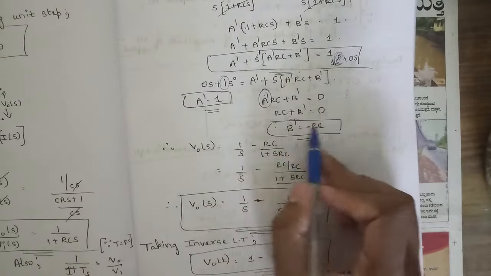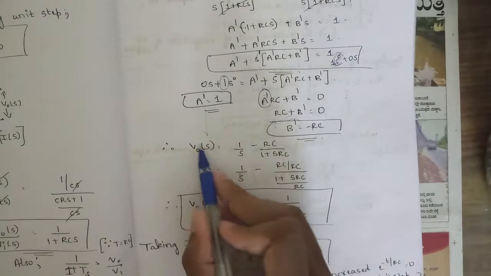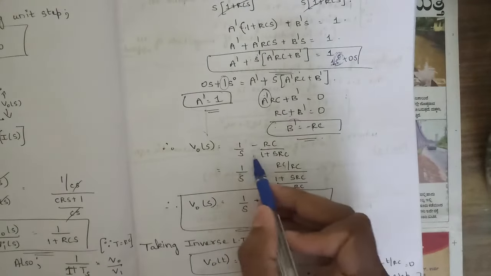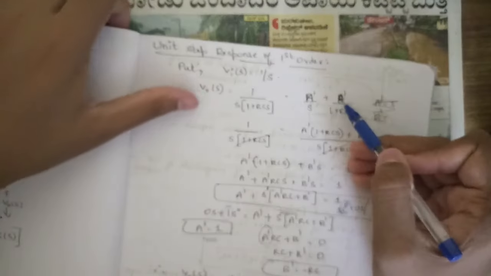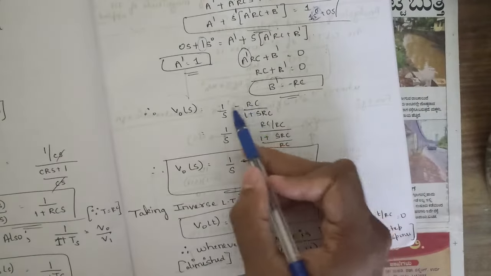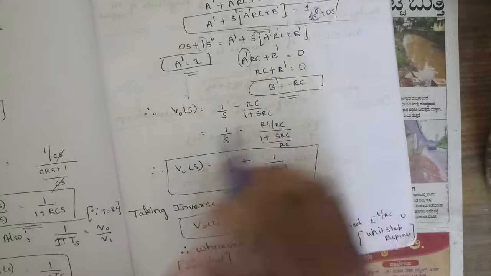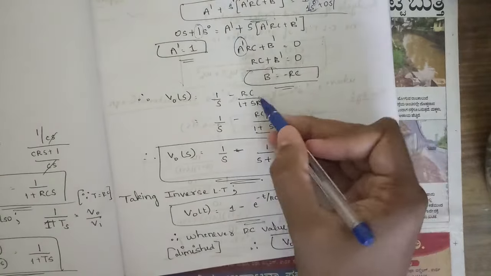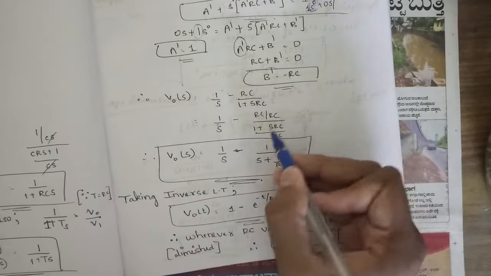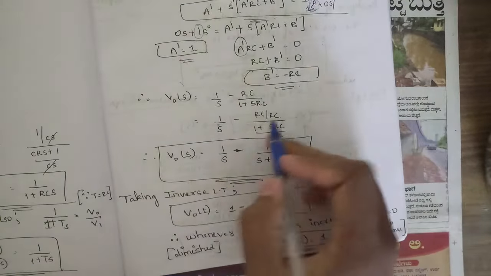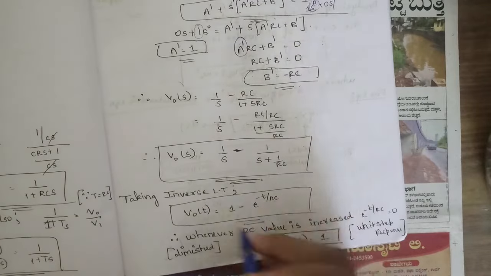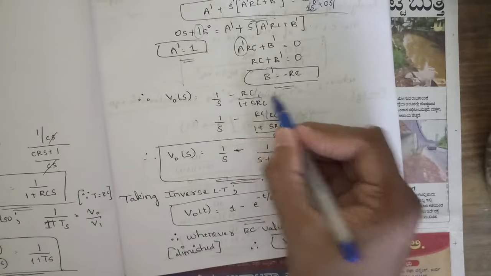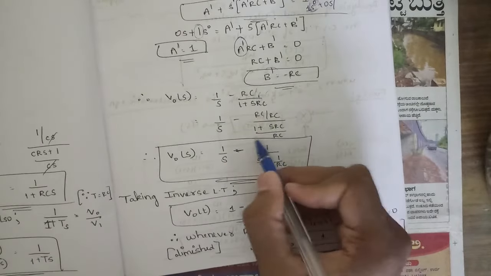Now substitute those values of a dash and B dash again in this equation, that is V out of S is equal to 1 by S. The value of a dash is 1, so 1 by S plus B dash, where the value of B dash is minus RC, so minus RC divided by 1 plus RCS. Now divide both numerator and denominator by RC, because we need to take the inverse Laplace transform and bring it to that form, so RC by RC divided by 1 plus SRC divided by RC.